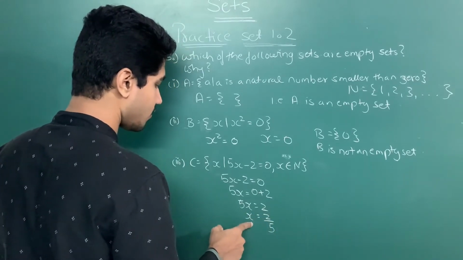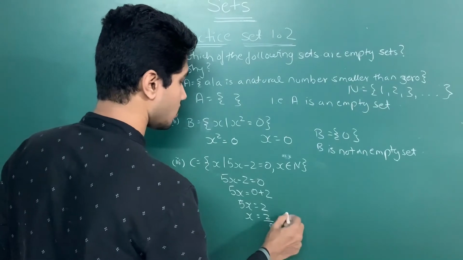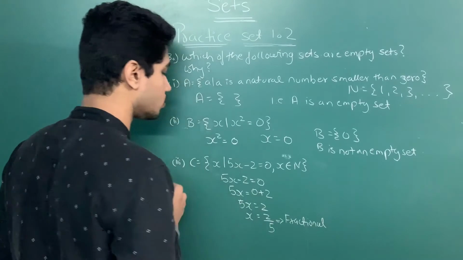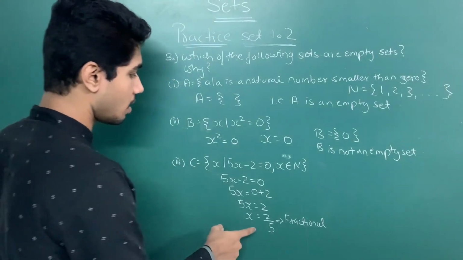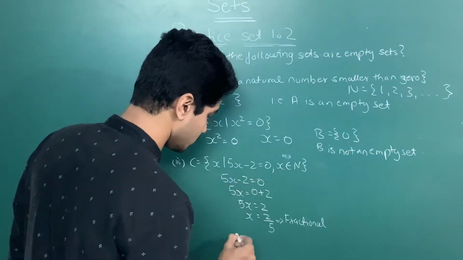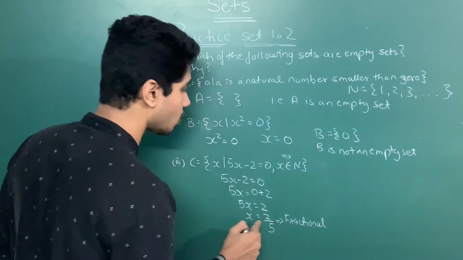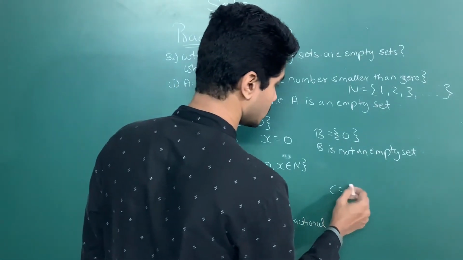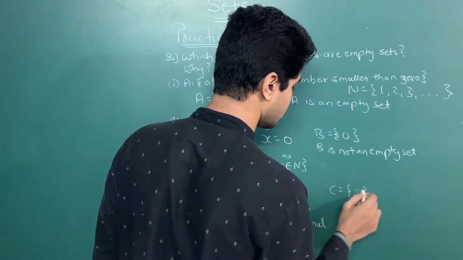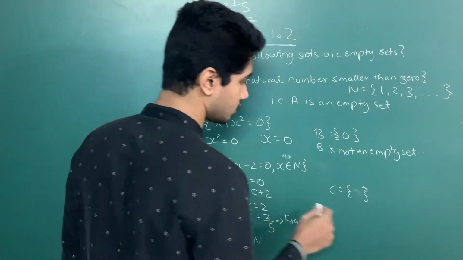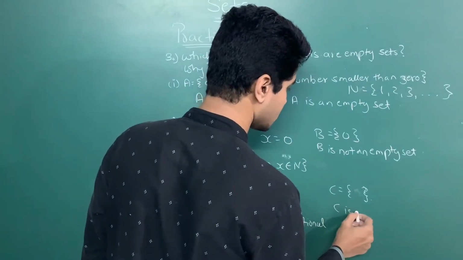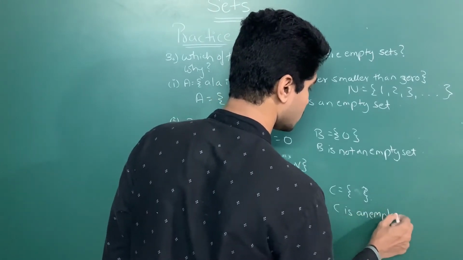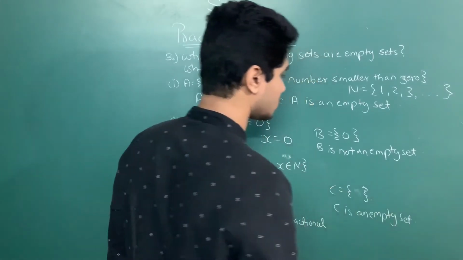Therefore if you see x का value जो है, it's a fraction, which is not a natural number. हमें बोला गया है कि x belongs to natural number, which is not equal to a fraction. Therefore C is an empty set. Sorry, C is an empty set. So we can write this as C is an empty set.